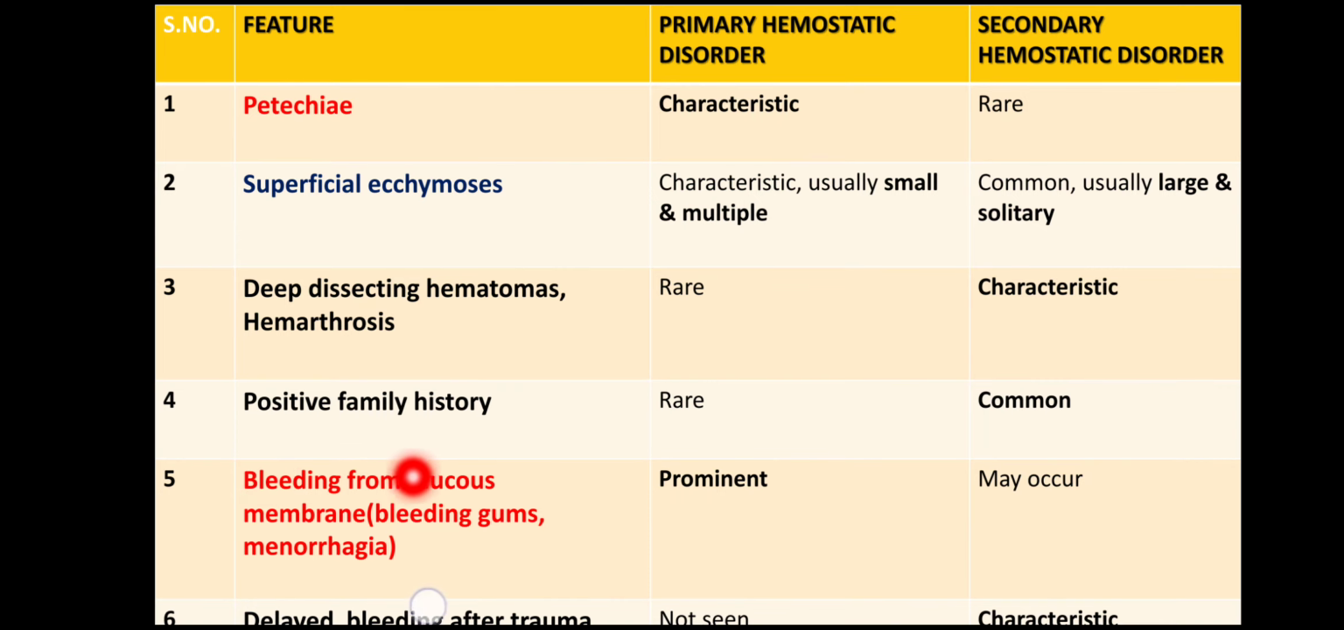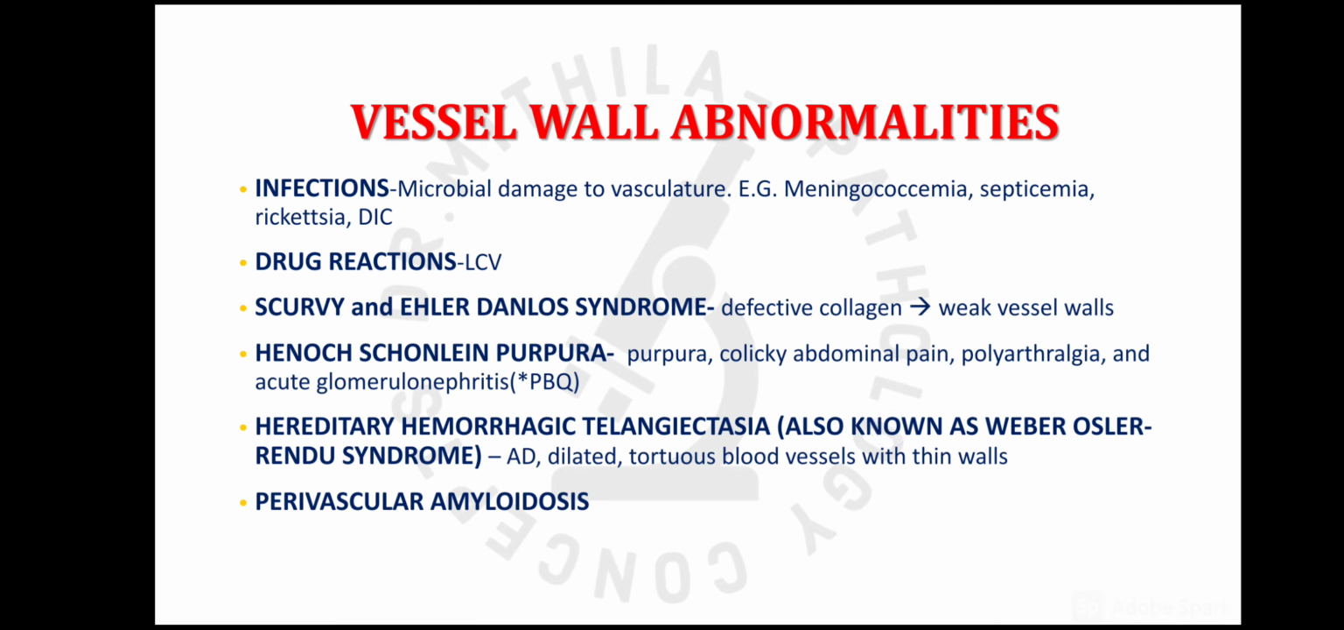Then bleeding from the mucous membrane, bleeding gums, and menorrhagia are more prominent features of primary hemostatic disorder. They may occur but are less common in secondary hemostatic disorders. Then a history of delayed bleeding after trauma is generally not seen in primary hemostatic disorder, while it is a characteristic feature of secondary hemostatic disorder. So all these features we should know while we are solving a problem-based question on a hemorrhagic disorder.